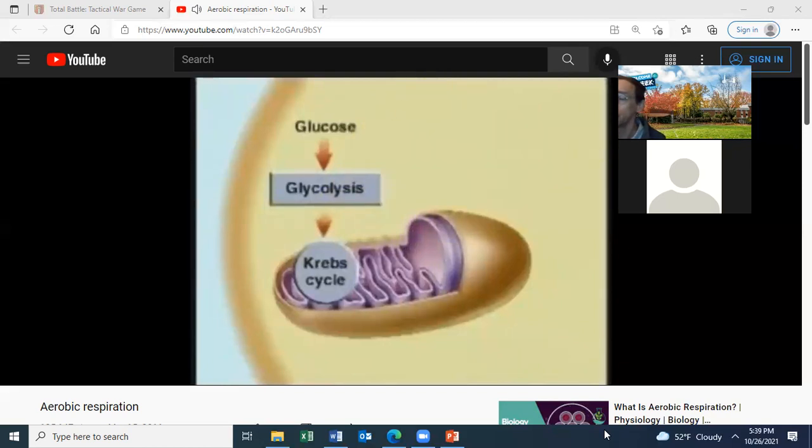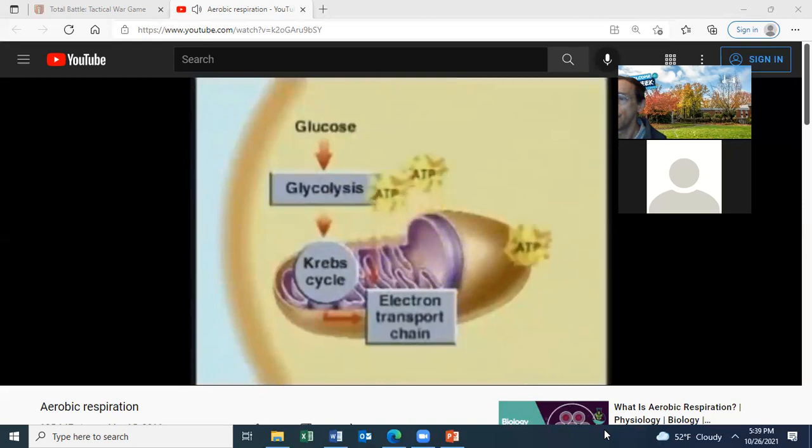The final stage of aerobic respiration is electron transport. The electron carrier molecules that were energized in the earlier stages deliver electrons and hydrogen ions to the electron transport chain. As the electrons are passed down the chain, energy is released and used to make ATP. This final stage produces as many as 32 molecules of ATP from each molecule of glucose.